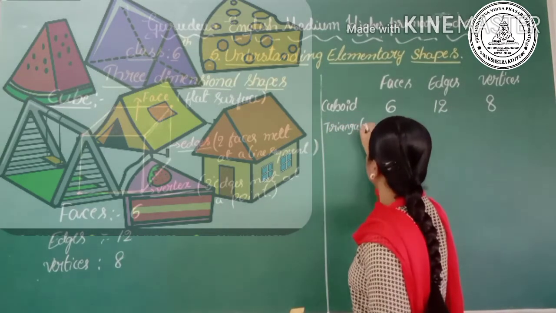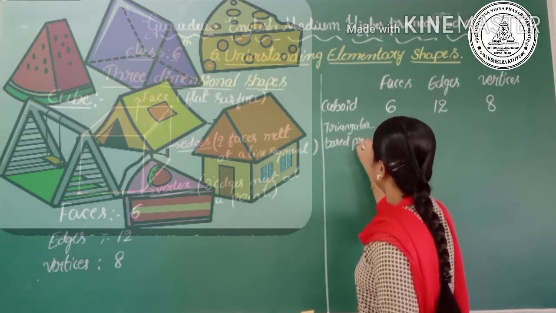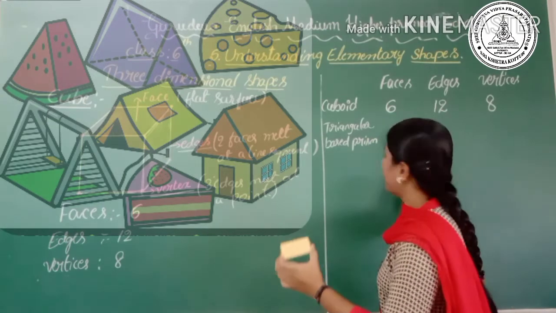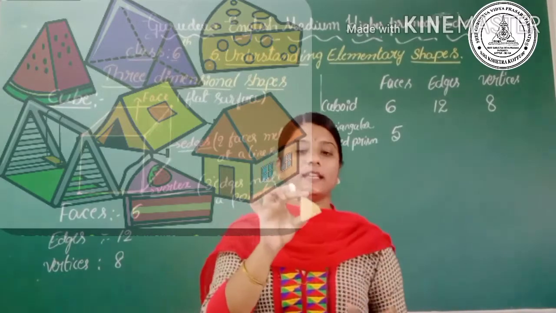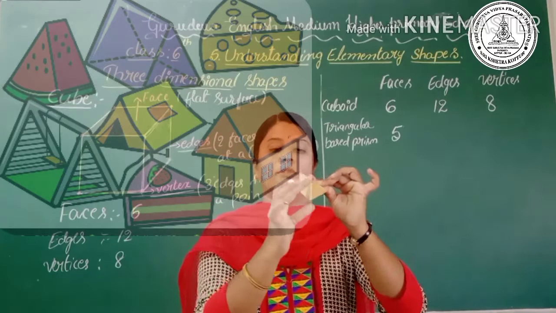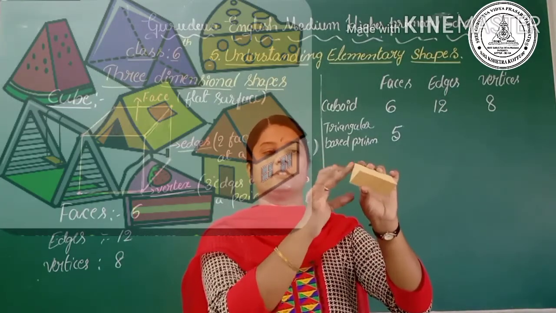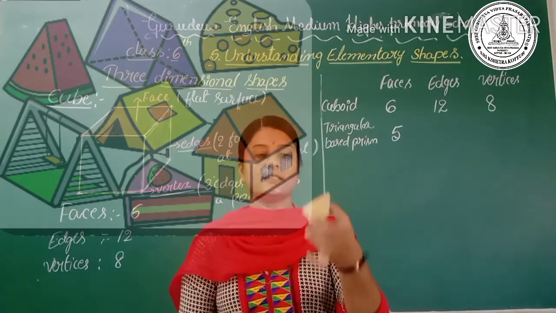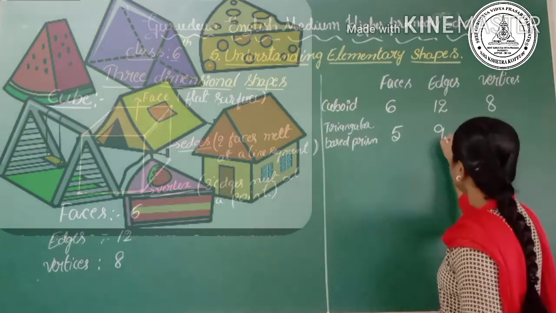Triangular based prism. Okay, it has 5 faces. Then how many edges are there here? Let's count here. 1, 2, 3. Then next 4, 5, 6. Then 7, 8, 9. So it has 9 edges. Okay. Yes. It has 9 edges.